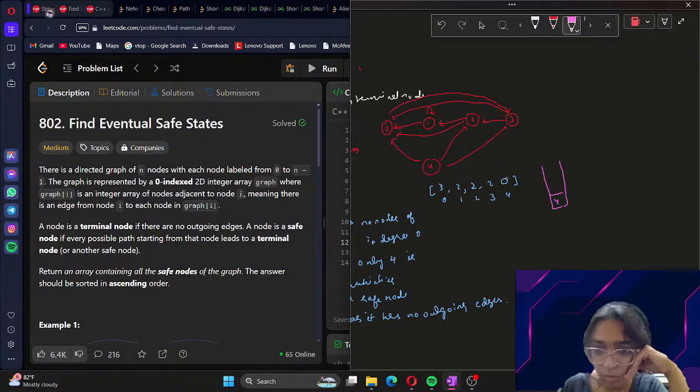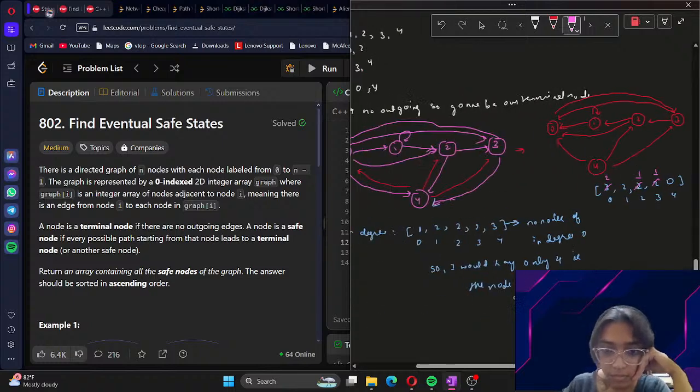On pushing node 4, on popping out node 4, we're going to decrease the in-degree of 0, in-degree of 2 and in-degree of 3. But we have no nodes with in-degree 0 that are not visited. So here the topo sort result is going to be 4.